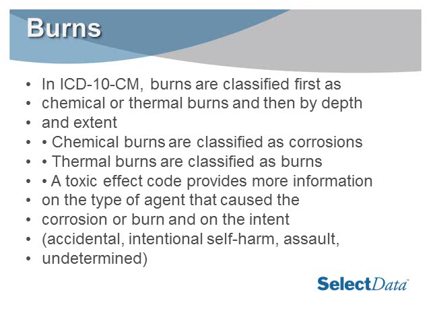Now for burns, burns are now classified as chemical or thermal and then by depth and extent. If it's a chemical burn, we now classify them as corrosions, while thermal burns remain classified as burns. And a toxic effect code provides more information on the type of agent that caused the corrosion or burn and on the intent, whether it was accidental, intentional, self-harm, assault, or undetermined circumstances.